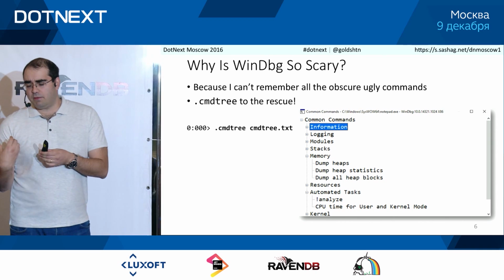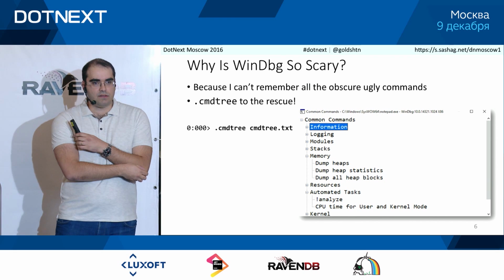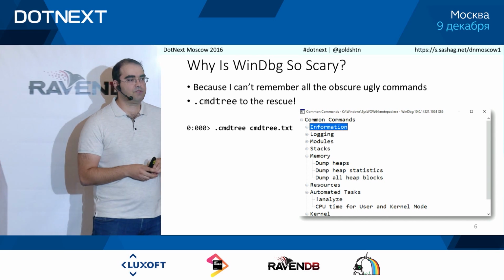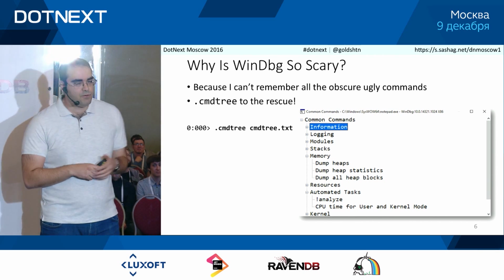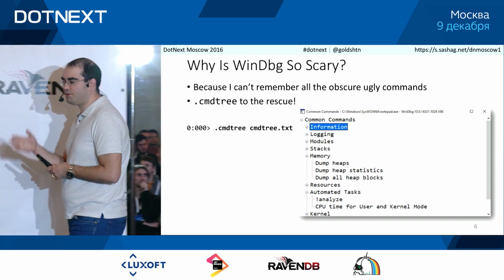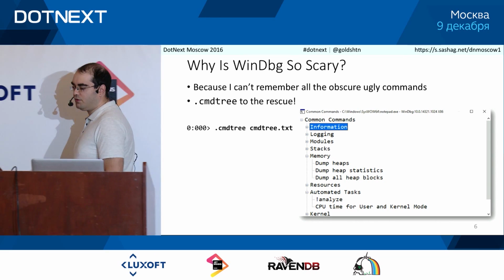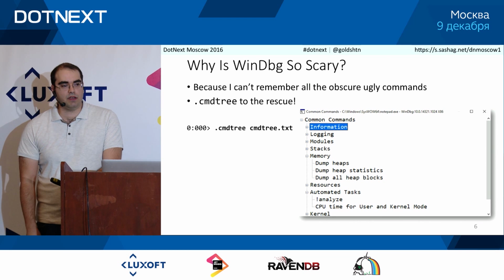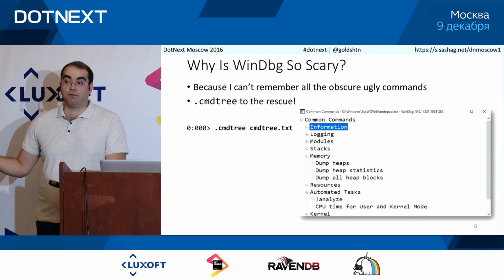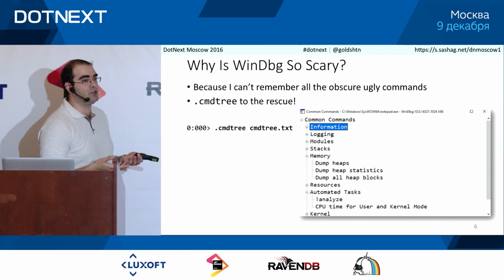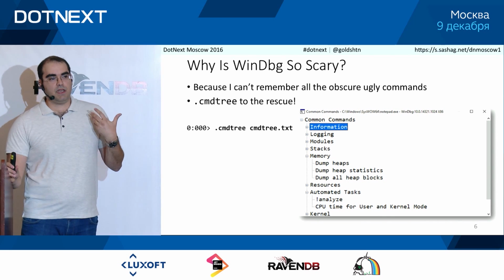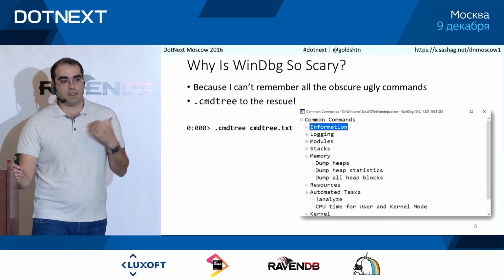So on one of my GitHub repos that I have at the end, I have an example command tree file, which will open up for you this kind of interactive tree where you can find useful commands, grouped by category, and then click them and run the command. So that makes things a little more discoverable. And for people just getting started with WinDbg, this can be really useful.